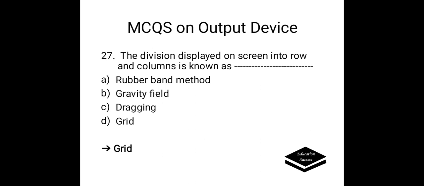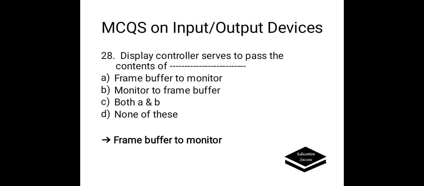The division displayed on screen into rows and columns is known as. Options are A. Rubber band method, B. Gravity field, C. Dragging, D. Grid. Correct answer is grid. The division displayed on the screen into rows and columns is known as grid.